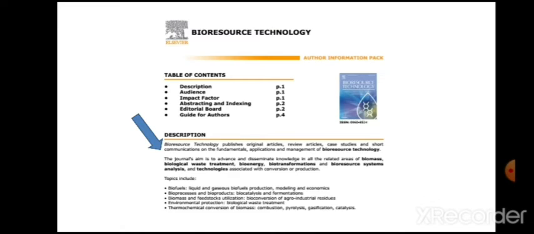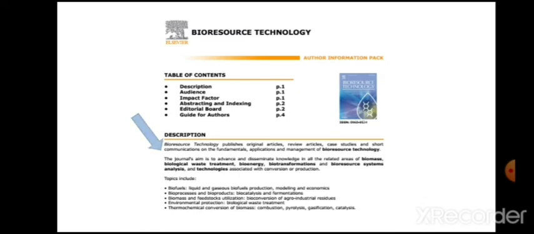Let me give you an example of the web page of a journal. This is a journal named Bioresource Technology. It is an interdisciplinary journal. Whenever you go to the website of a particular journal, you will find relevant information about it on the front page. This Bioresource Technology is published by Elsevier, and on that front page you will see a description of the journal. That means what type of data is published in this kind of journal.